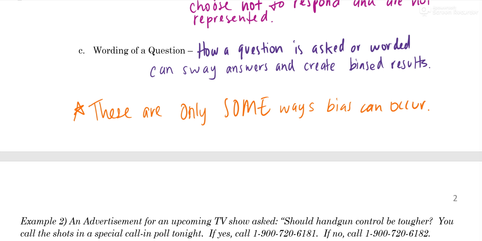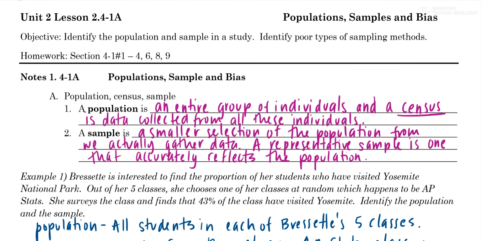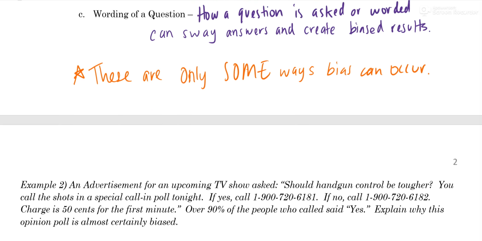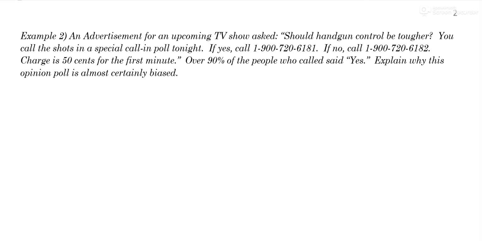There are many different ways that bias can occur, and so a lot of what we're going to be looking at is going to require a lot of common sense from y'all. So let's look at a problem where you would have to actually use a little common sense with this.